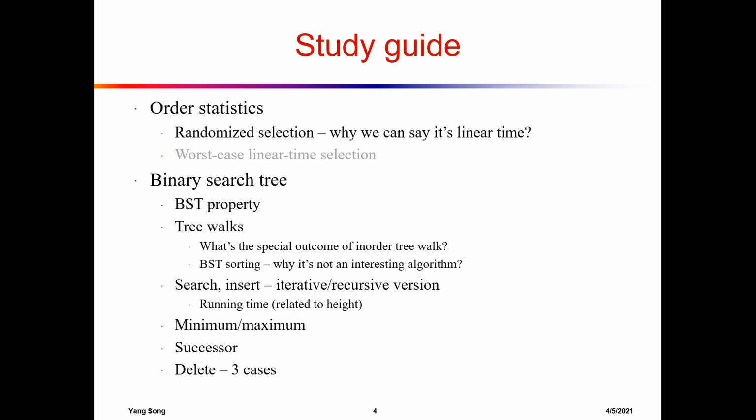Then you need to know how to get the maximum, how to get the minimum in a BST, and you have to know how to get the successor. And after you understand how to find the successor, then you need to do the deletion.